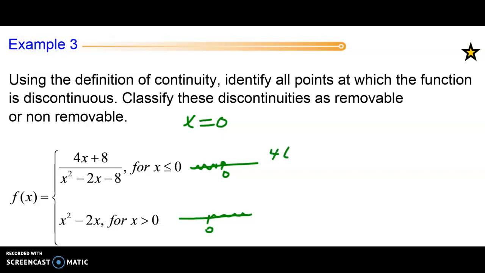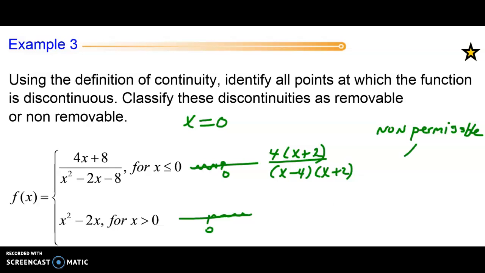Also, I'm going to simplify this function, take out a 4 GCF, and I'm going to factor the bottom. So I'm going to get (x minus 4)(x plus 2). And I see that the non-permissible values for this function are at 4 and -2. However, are they both in my domain? You've got to remember, I'm only looking for x values that are to the left. So I can eliminate the 4 because that's not in my domain.